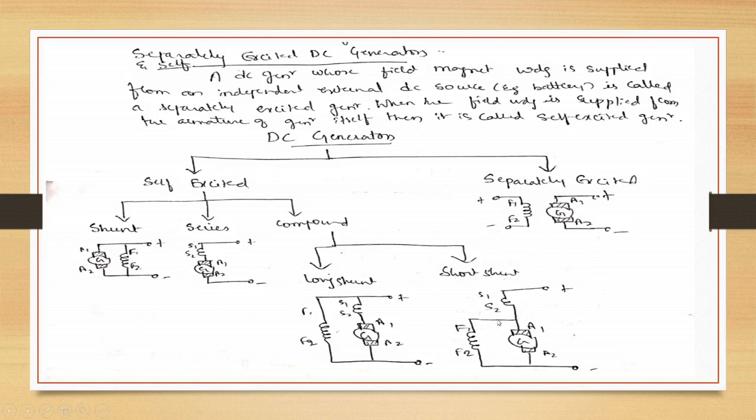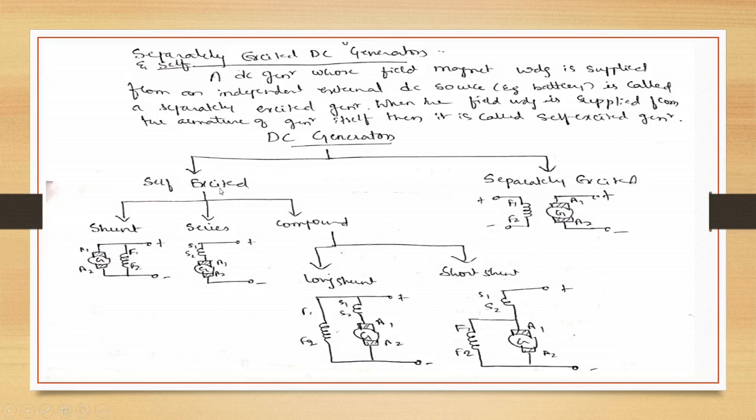If you see the diagram, or the representation, of how to represent the armature winding and field winding: here A1, A2 are the armature windings, G is the generator, and these two are the brushes. F1, F2 is the field winding here, and this is separately excited. The field winding is excited through some battery, then it is separately excited.